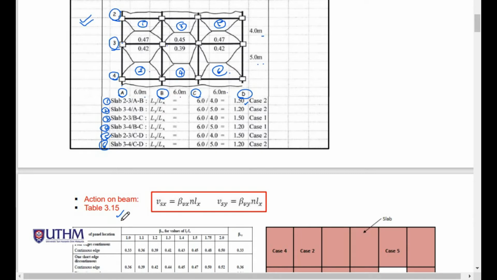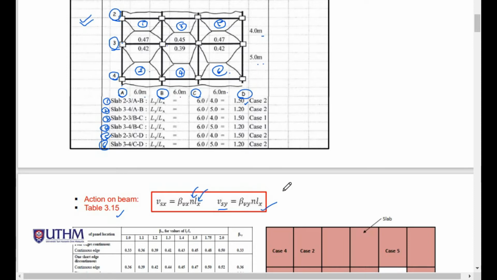The shear is in kilonewtons, so we distribute the loading to the beam using Table 3.15 and the formula for the shear loading. The shear in the x-axis is beta Vx multiplied by the design load, multiplied by Lx, the shorter length. Meanwhile, for the y direction, it is beta Vy and Lx.